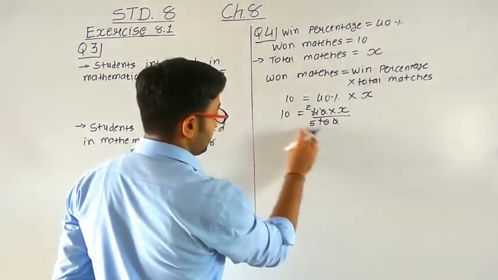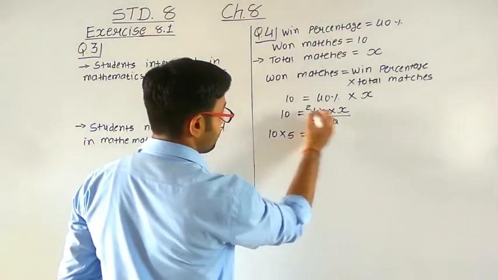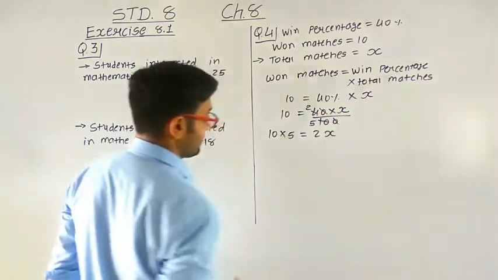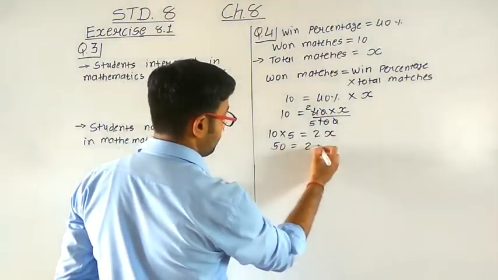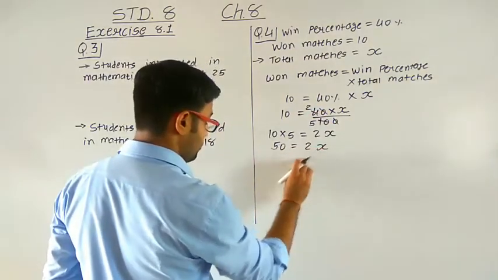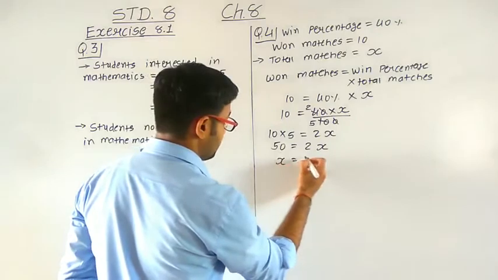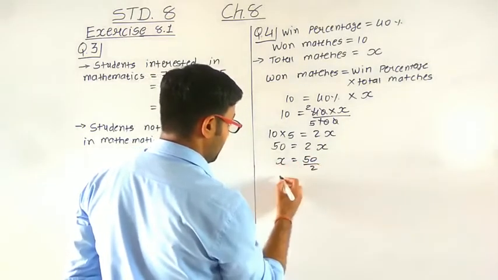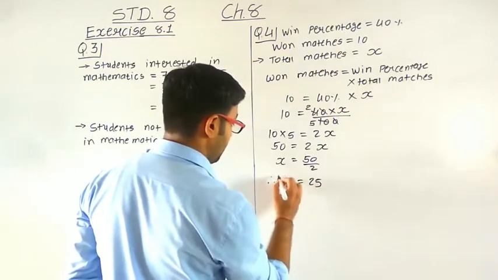Take this 5 to the left hand side, it will multiply. So 10 into 5 is equal to 2 into x. Now this will become 50 is equal to 2 into x. Again, take this 2 to the left hand side. By making x the subject, we get x is equal to 50 upon 2, and therefore we get the value of x is equal to 25.